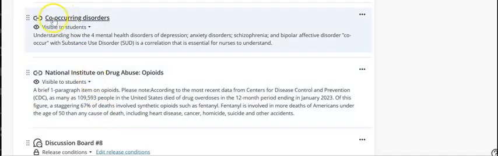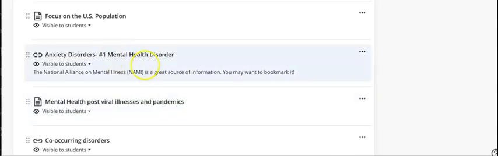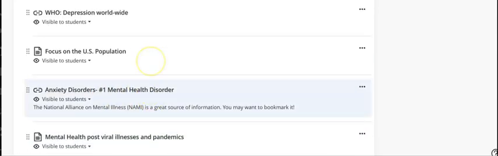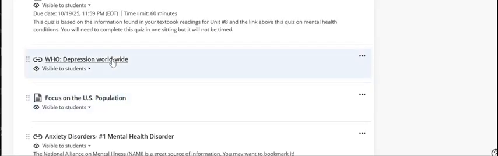And again, best understand co-occurring disorders, look at mental illness and some of the main mental health disorders. While there might be a focus on the U.S. population, we do, with the textbook and some of our sources, look at mental illness globally and how it impacts all of the residents, or many of the residents of our planet.